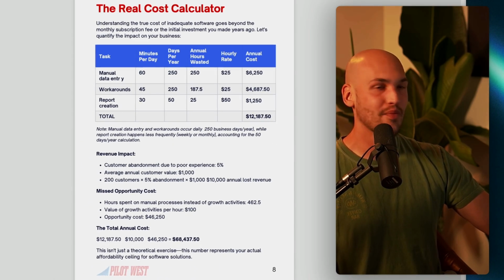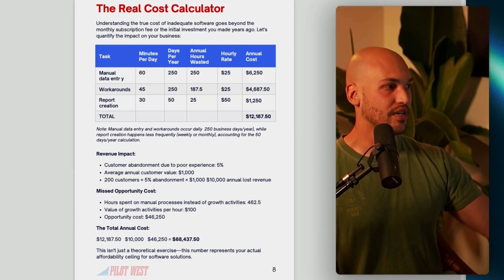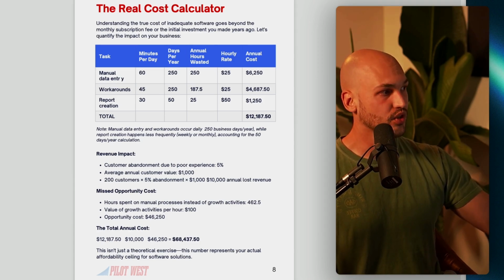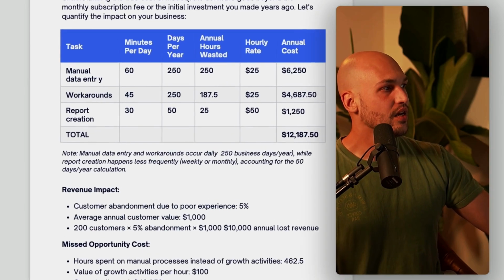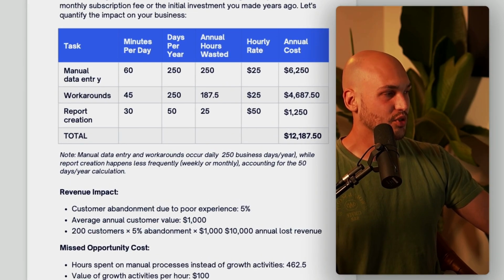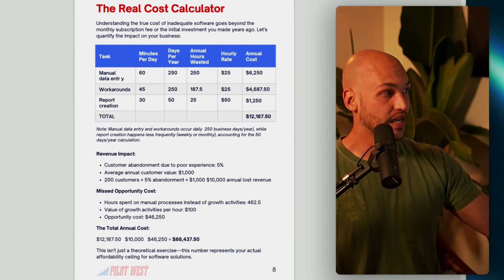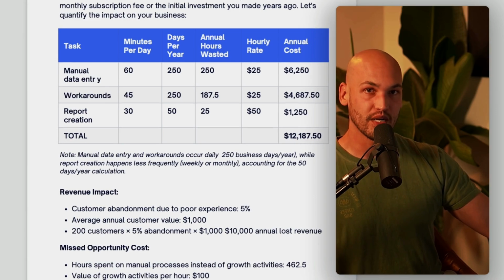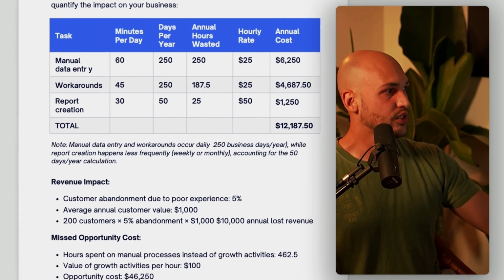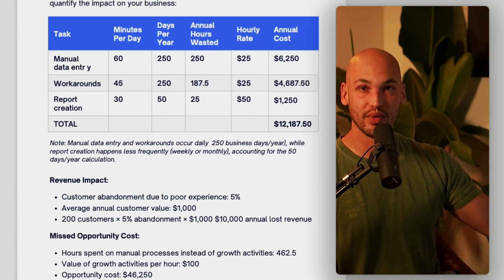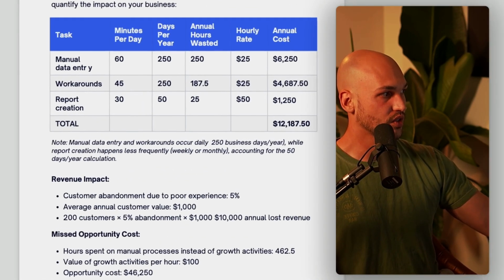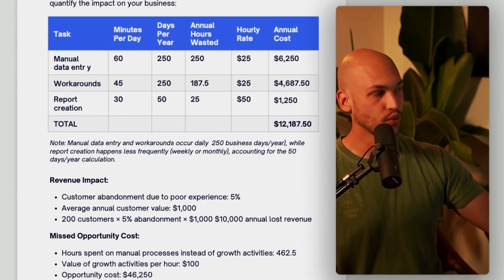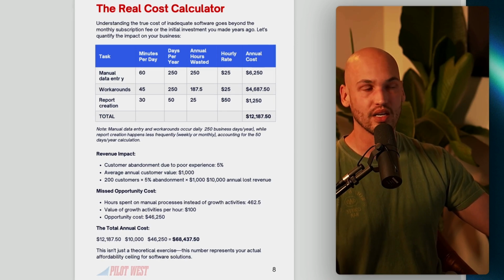And let's say that my CFO or my COO does some report creation. They only do that once every 5 days. They do it on Friday. So instead of 250 days per year, they do it around 50 days per year at about 30 minutes per day when they have to do it. That's 25 hours wasted, but it's my CFO, my controller. I pay him $50 an hour. So I'm spending a little over $1,250 just on creating reports.